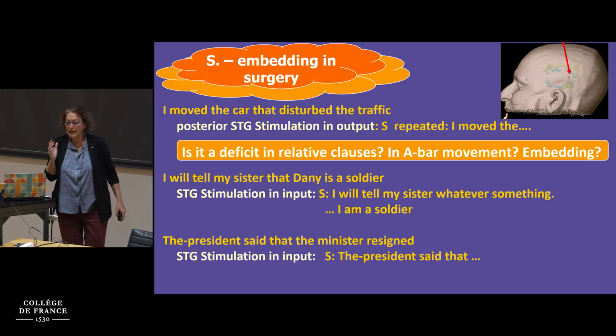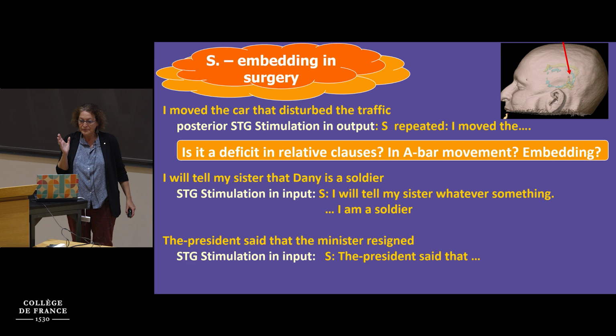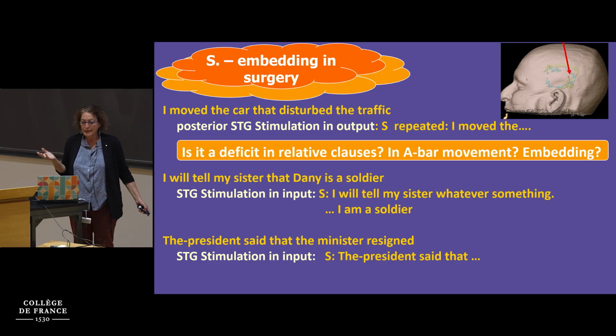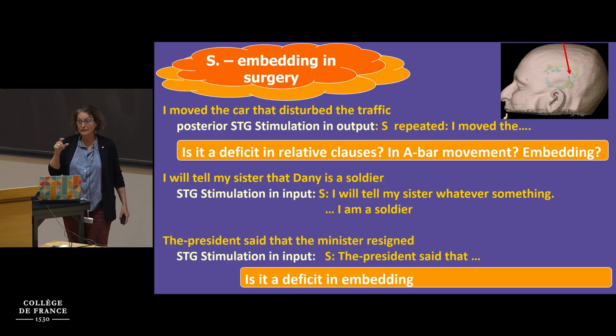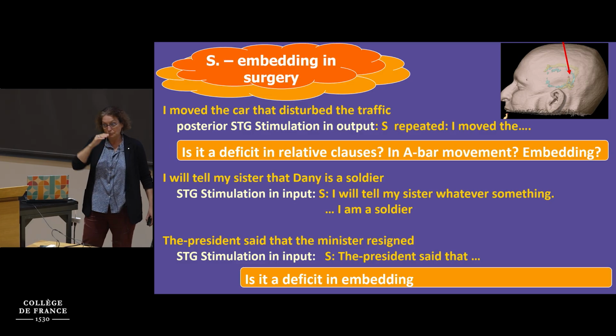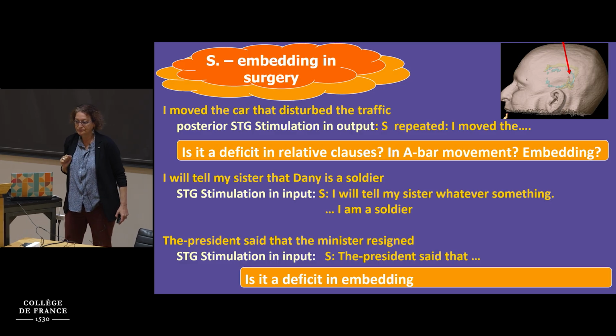So the sentence that I came up with is, "I will tell my sister that Danny is a soldier." And he said, "I will tell my sister whatever, something." So he couldn't repeat it. And then I said, "The president said that the minister resigned," and he said, "The president said that," and got stuck. What does it tell us? It tells us that the deficit in this area is related to embedding and not to A-bar movement, or maybe to the left periphery, but not to the movement and intervention.